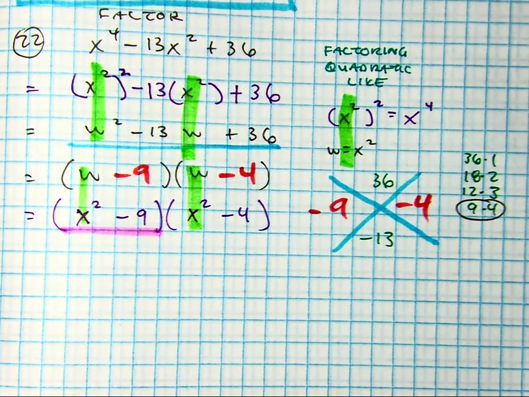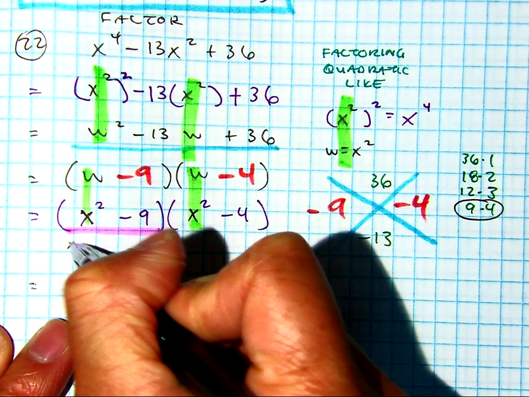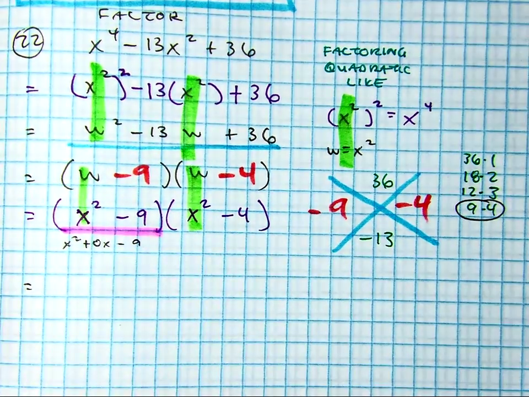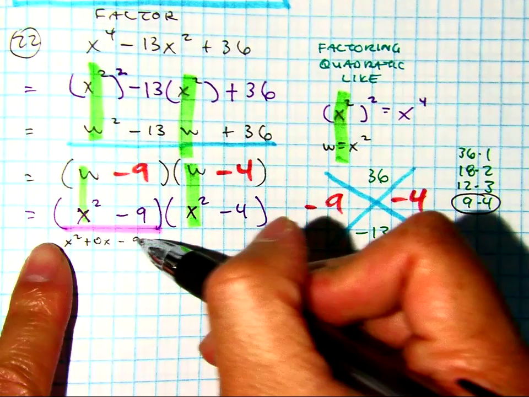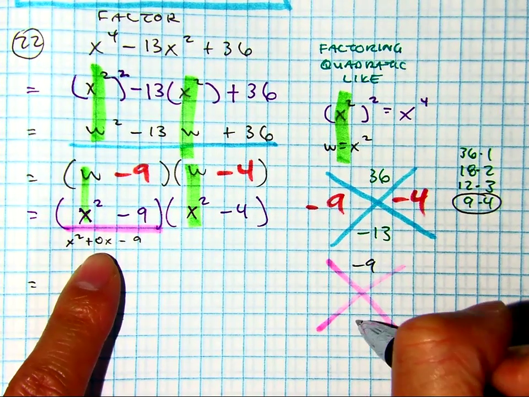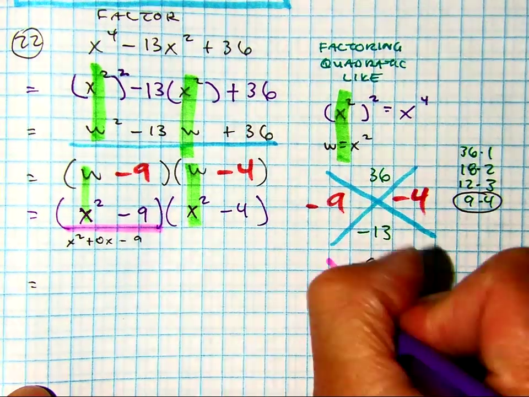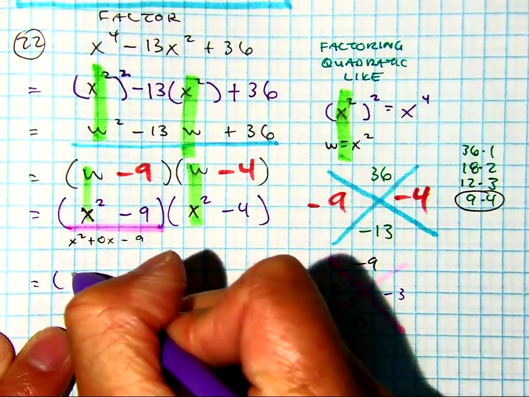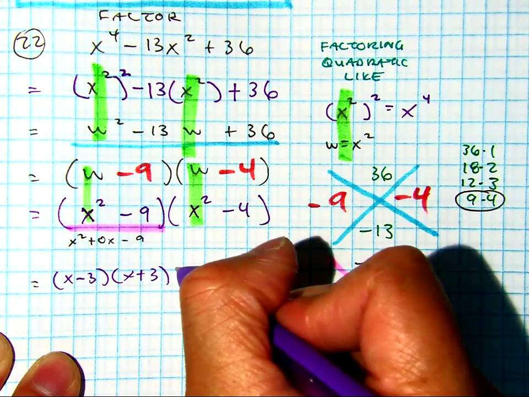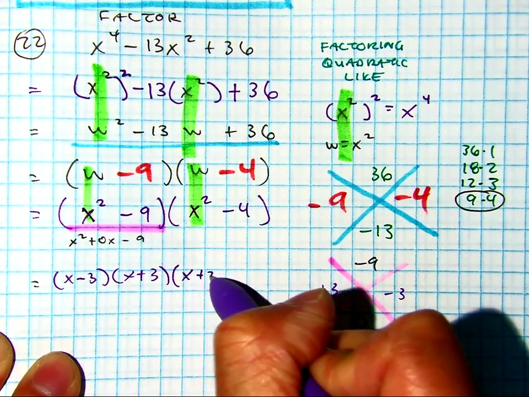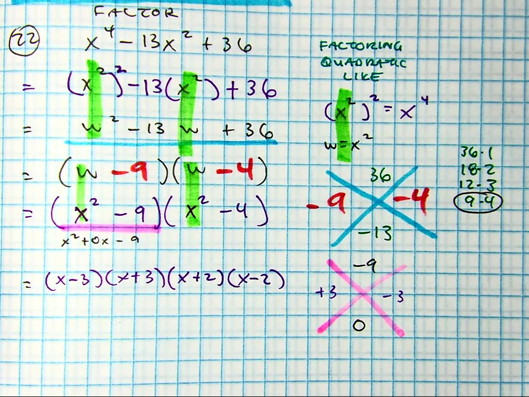What is x squared minus 9? It's really x squared plus 0x minus 9. So if you factor that, let's just do one of these. A times c is negative 9. Your b value is 0. Two numbers that multiply to be negative 9 but add to be 0. That is 3 and negative 3. So this becomes x minus 3, x plus 3. Order doesn't matter. And x squared minus 4 will become x plus 2, x minus 2. Whew! So this is our final answer.